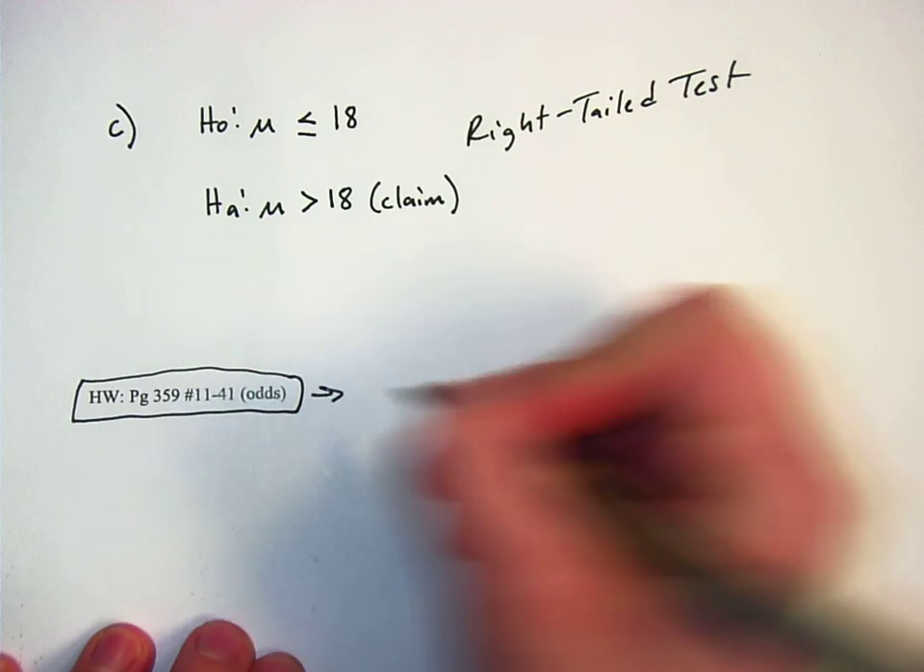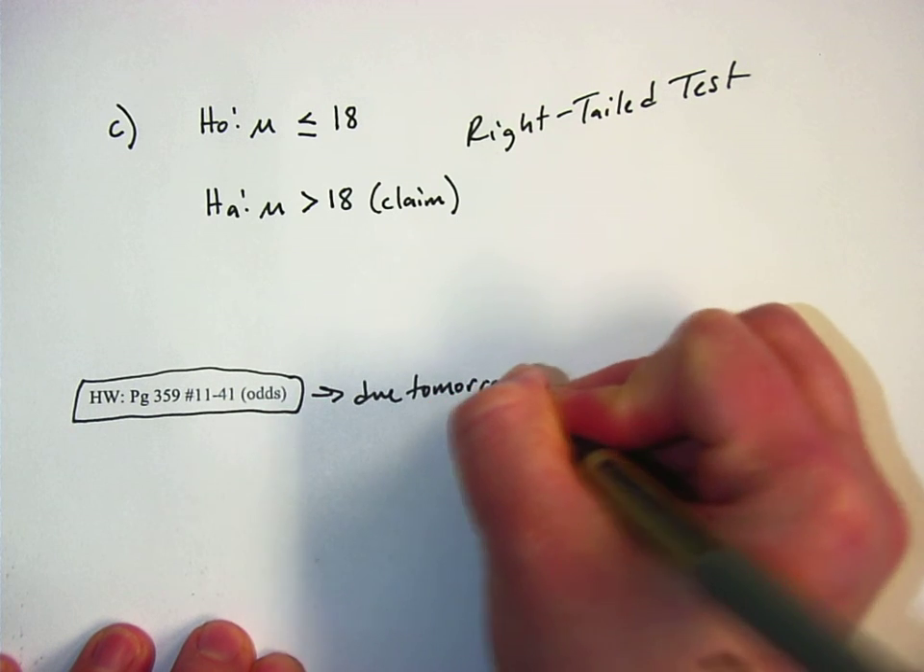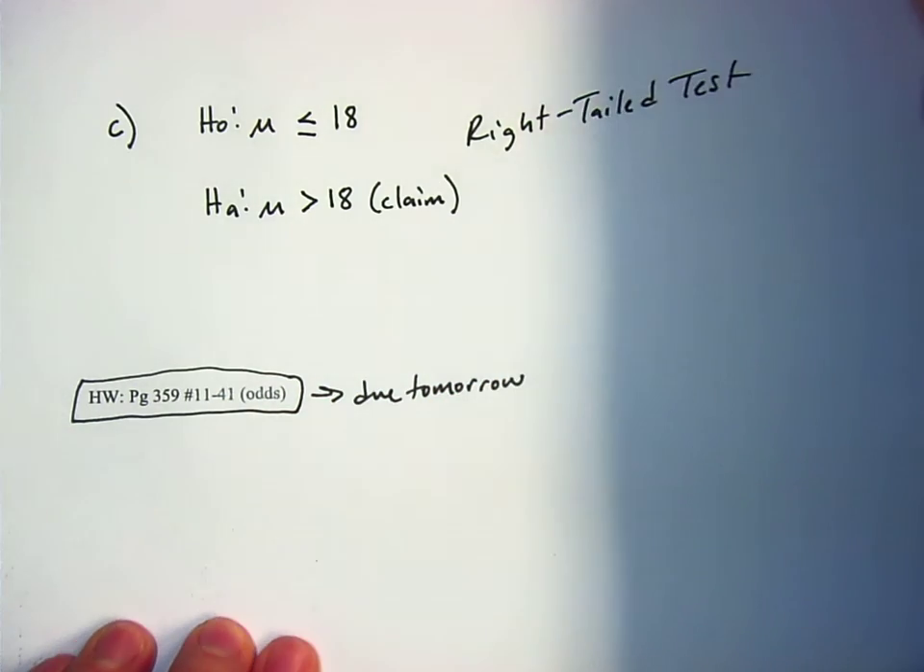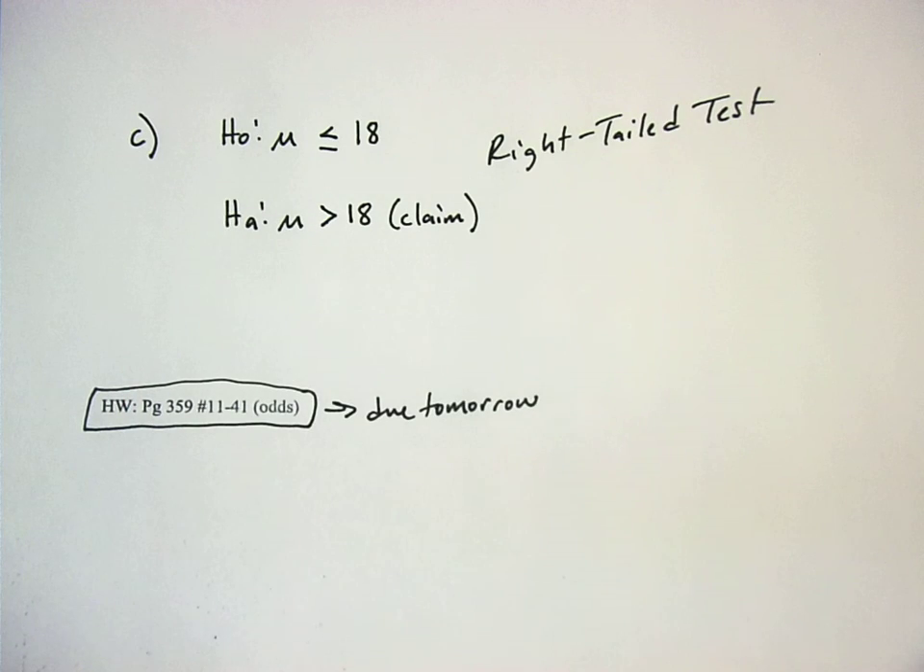Homework's down here. This is due tomorrow. It should go pretty fast for you. The type 1 and type 2 errors take a little bit of writing, but everything else should go just as fast as this one did. Okay, good luck.